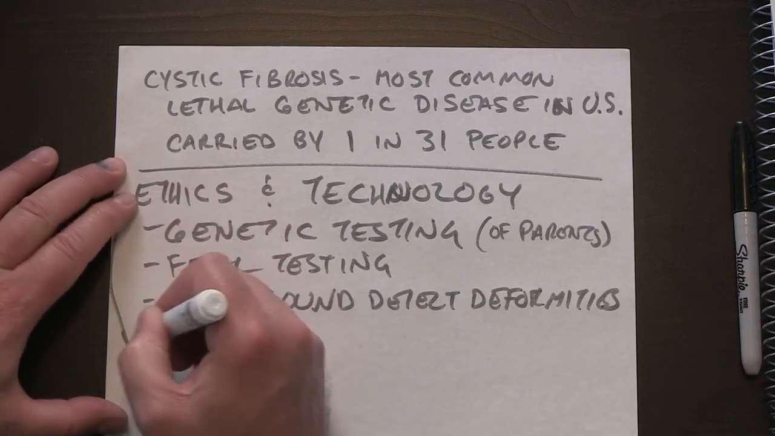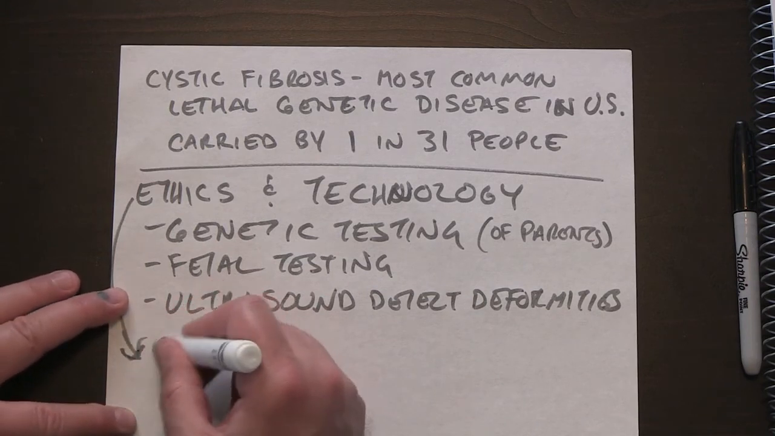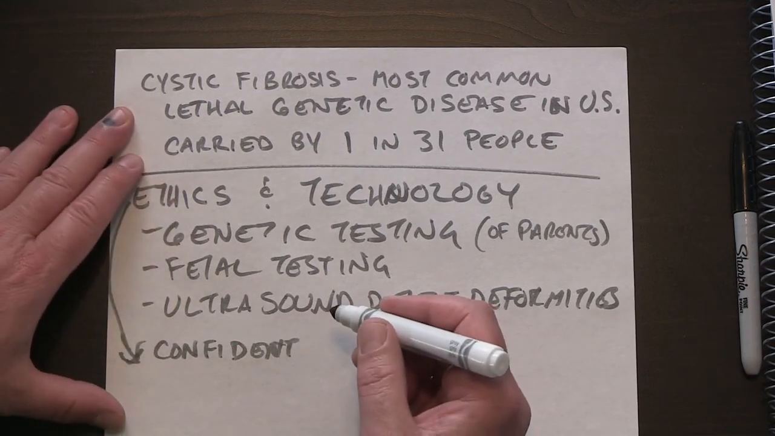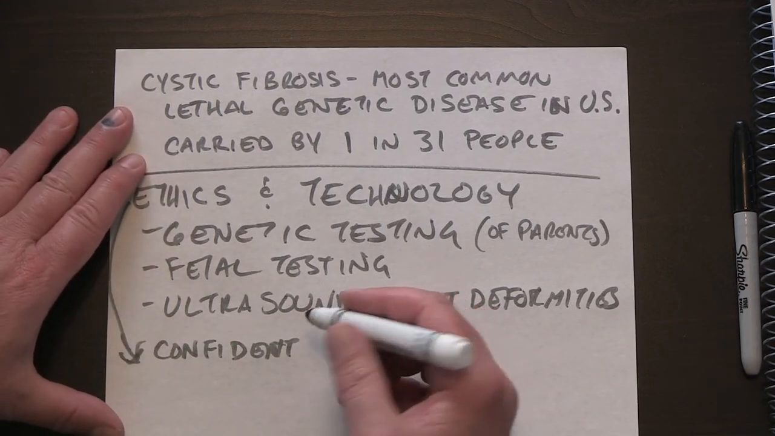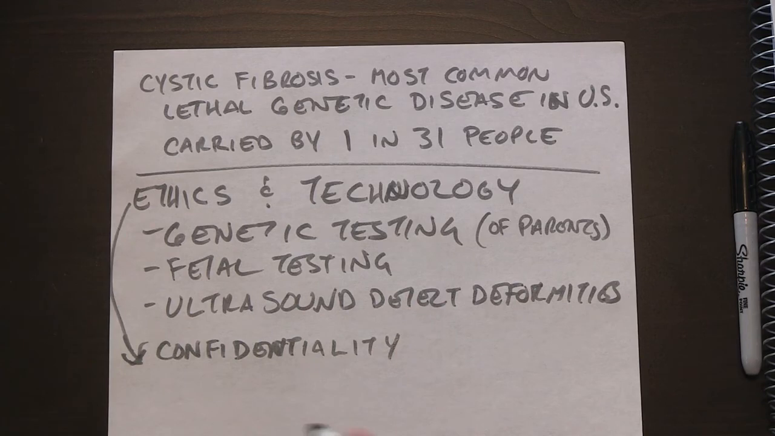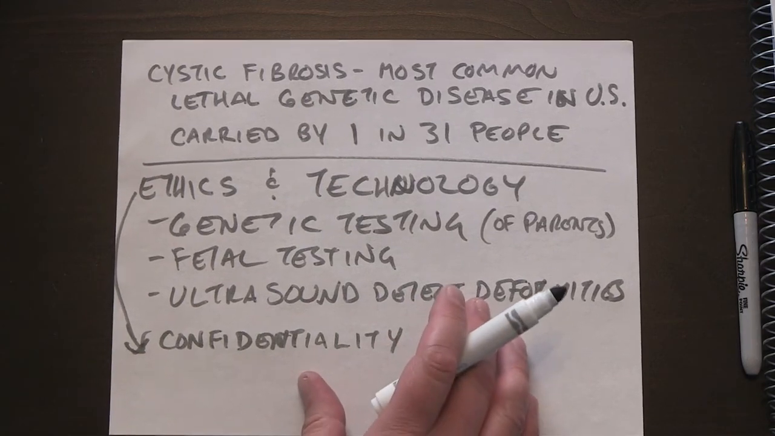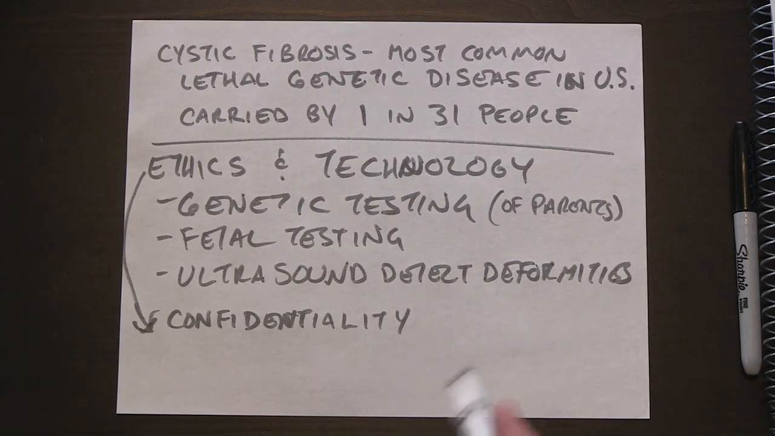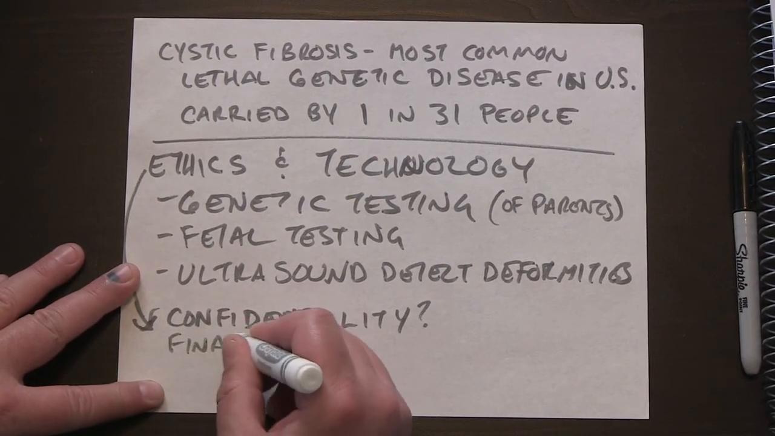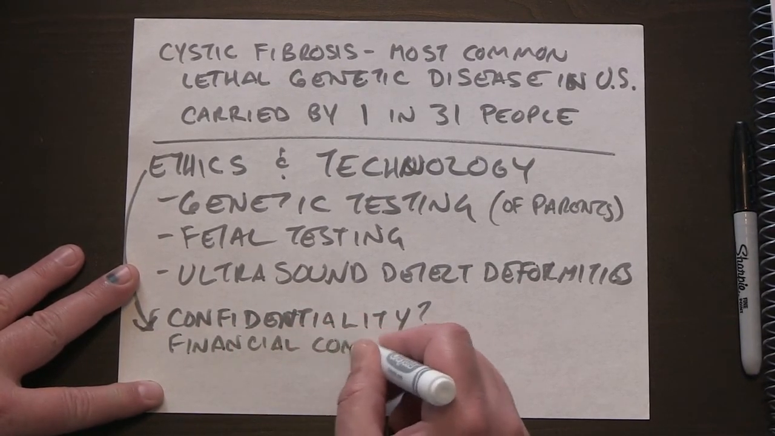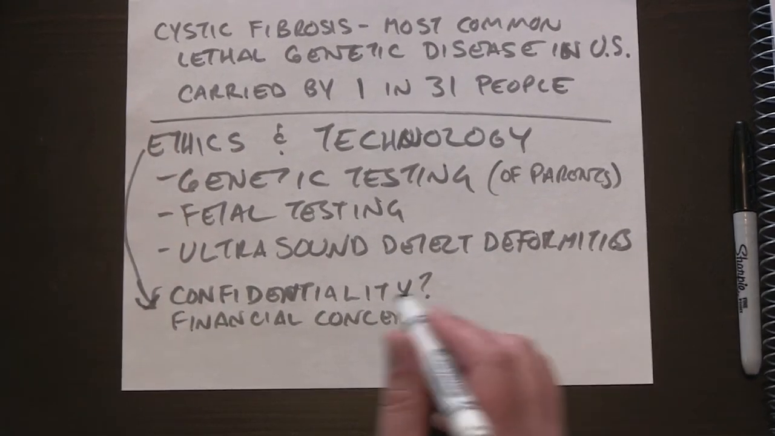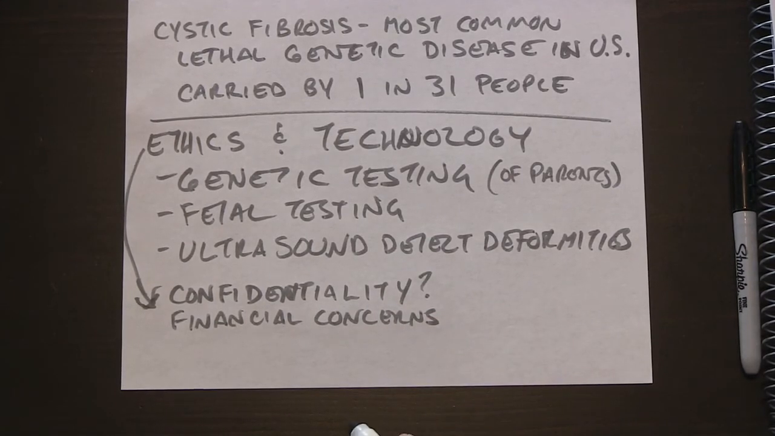but the ethics part, basically, well, if you do testing as a baby and it turns out that you are now an adult and your data, confidentiality. Who knows? If they know that you're a carrier for some fatal disease, maybe an insurance company won't sell you an insurance policy. There are also financial concerns. Like, who pays for the testing? Do you pay for it, or does your insurance company?